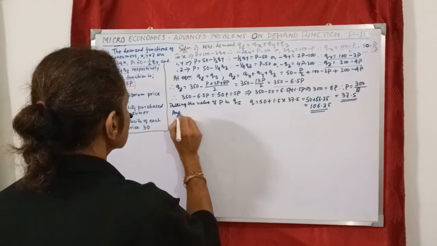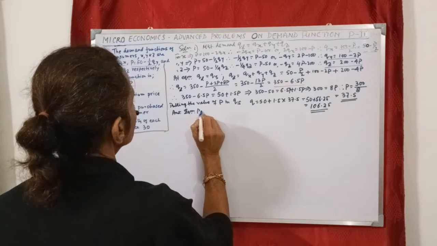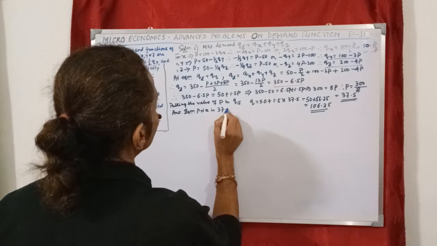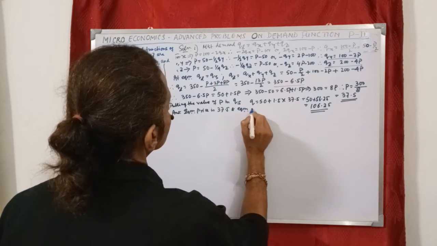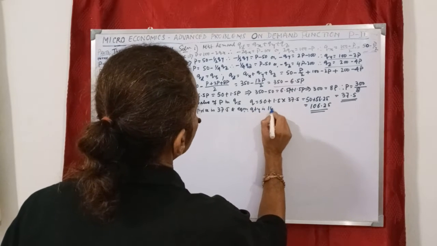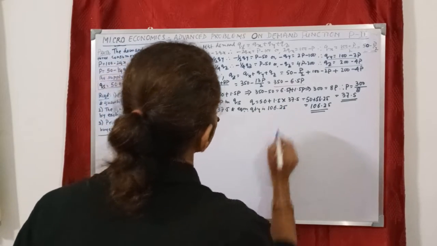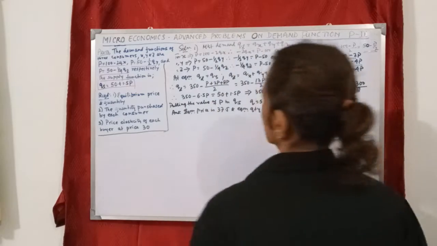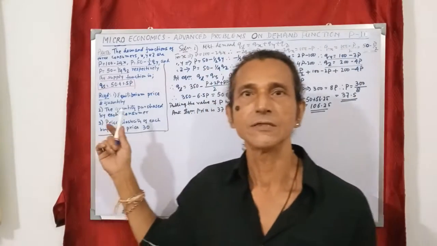So the answer is: equilibrium price is 37.5 and equilibrium quantity is 106.25. Right? So part 1 of the problem is solved.